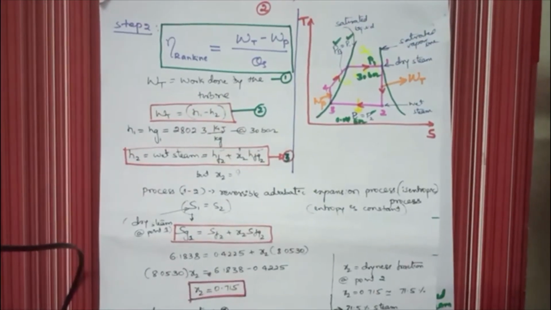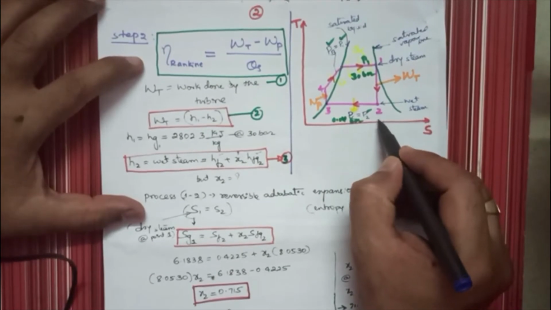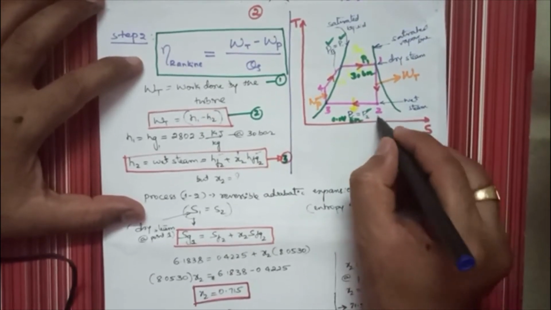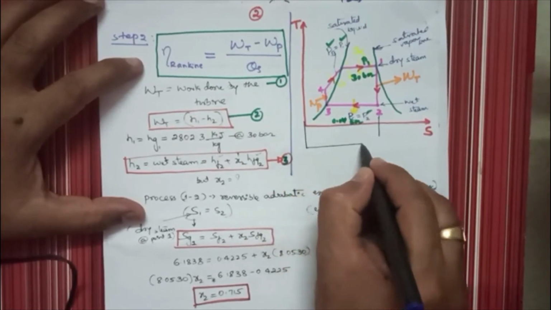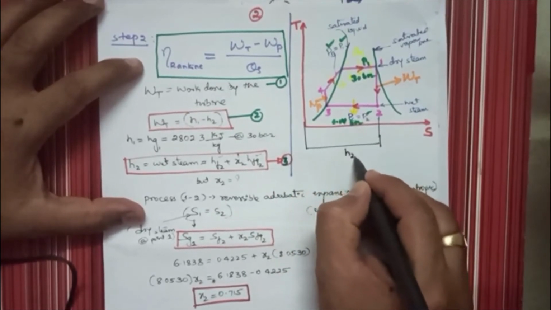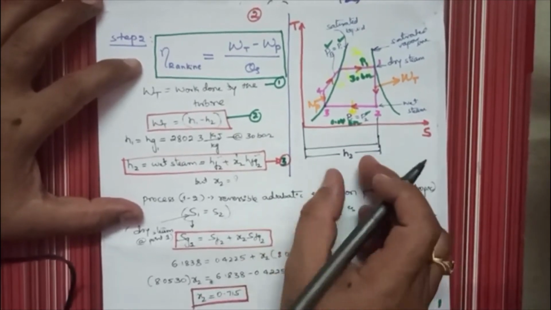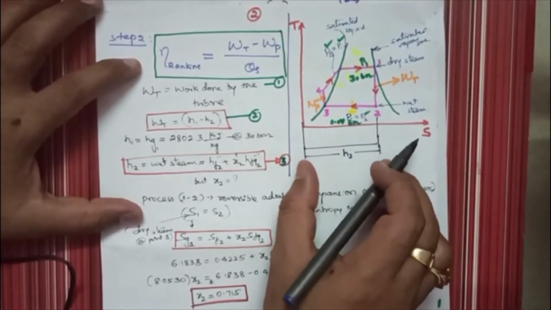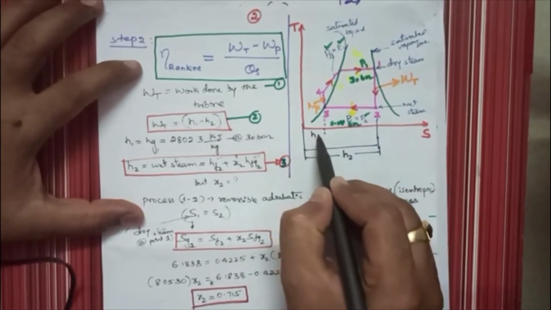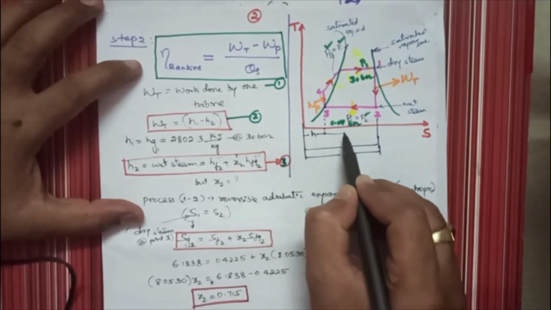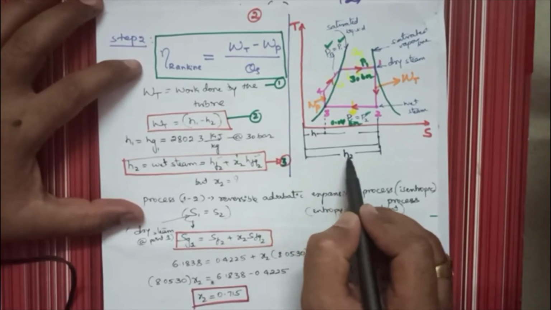Just have a look at the TS diagram. So I need enthalpy at this point. From here to here is enthalpy. Let us assume this is H2. This H2 line from here to here is the sum of this line and this line. If you add these two lines, you will get this total length.